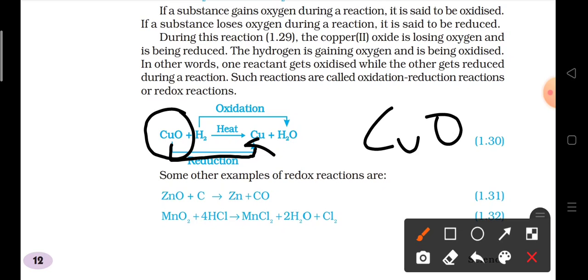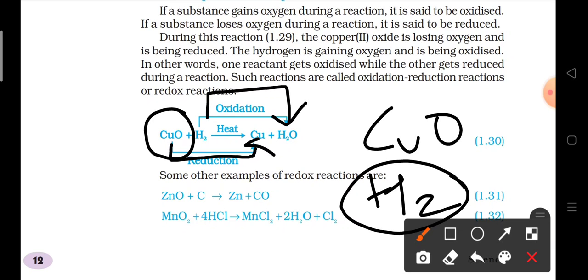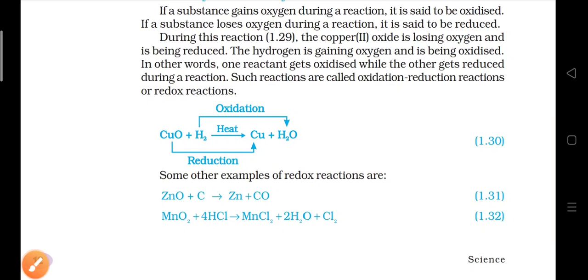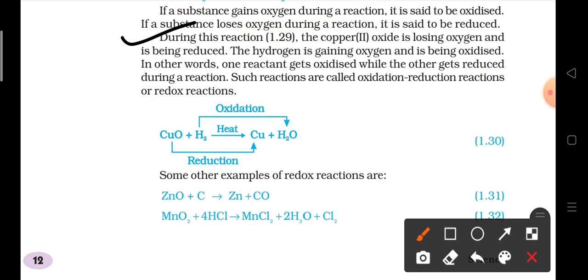On the other hand, hydrogen is gaining oxygen and forming water. So which is the oxidized substance? You will say hydrogen. Okay, so who is the reducing agent? The substance which gets oxidized is the reducing agent. So hydrogen is the reducing agent. And who is the reduced substance? Copper oxide is the reduced substance, but it is the oxidizing agent. Clear? So during the reaction, the copper oxide is losing oxygen and being reduced.